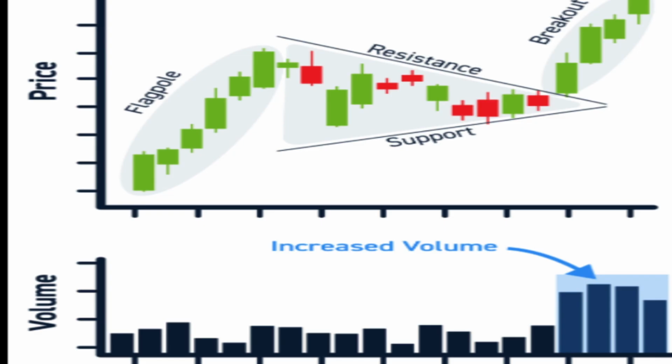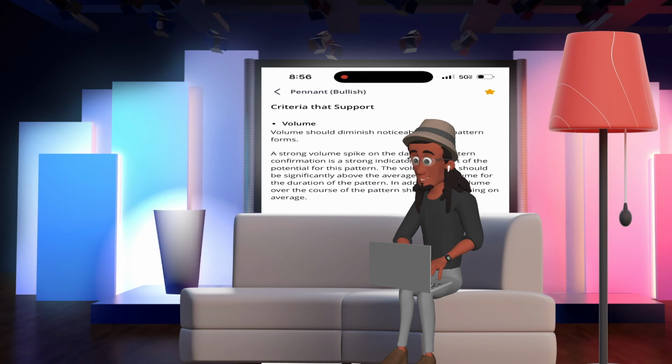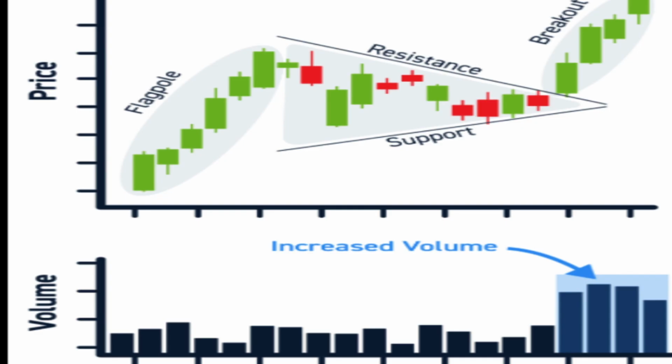Volume should diminish noticeably as the pattern forms. A strong volume spike on the day of the pattern confirmation is a strong indicator in support of the potential for this pattern. The volume spike should be significantly above the average of the volume for the duration of the pattern. In addition, the volume over the course of the pattern should be declining on average, and we can find the volume at the bottom of the chart underneath the candles.